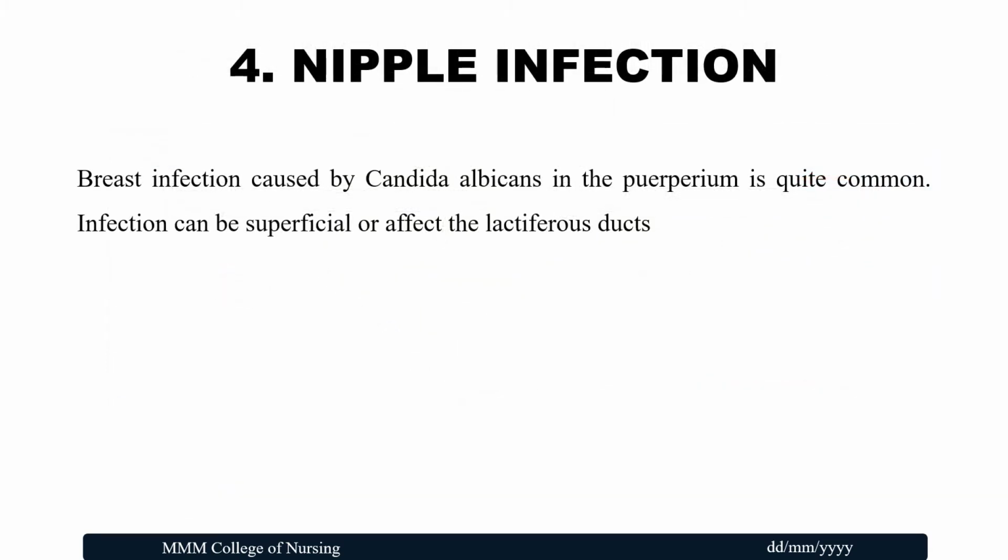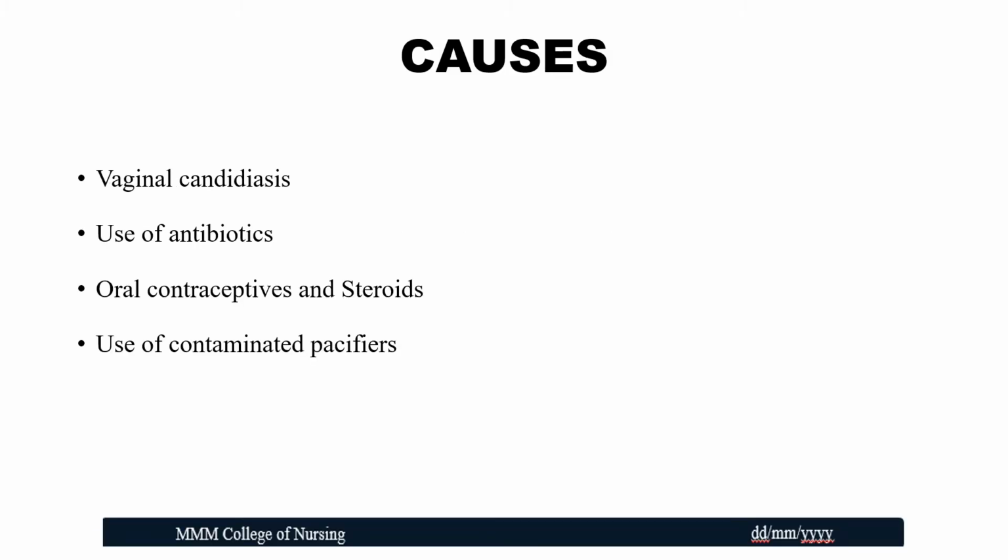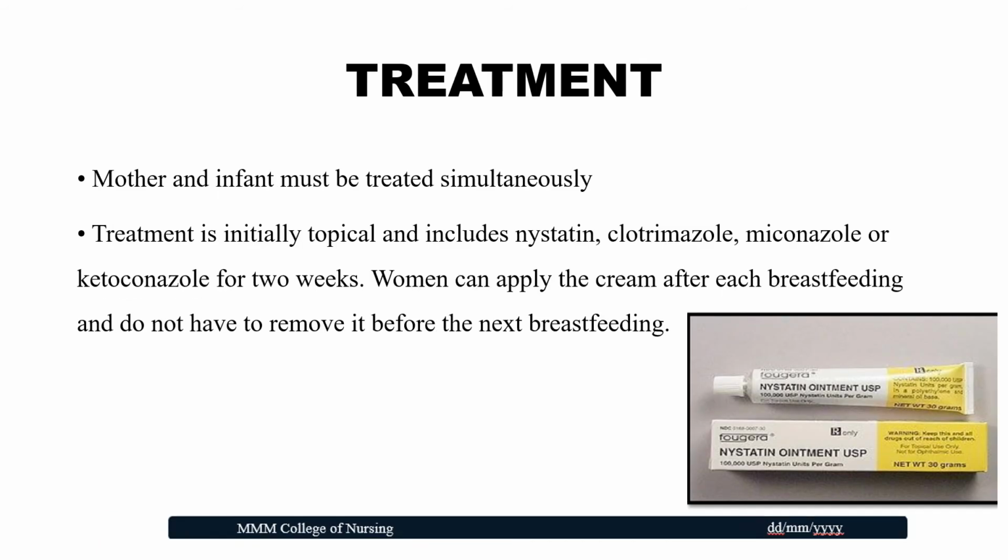Next complication is nipple infection. It is a breast infection. It is caused by Candida albicans. It is quite common. Infection can be superficial or affect the lactiferous duct. The causes of this infection are vaginal candidiasis, use of antibiotics, oral contraceptives and steroids, and use of a contaminated pacifier. These are some of the causes of this infection.